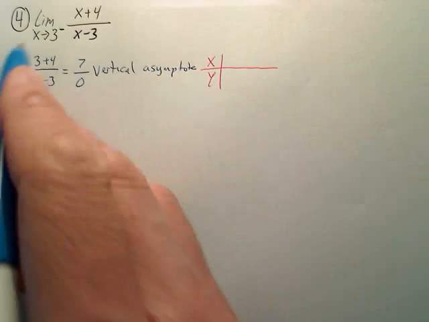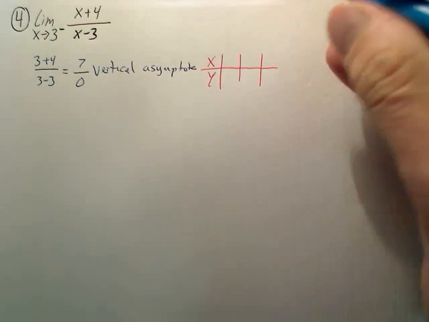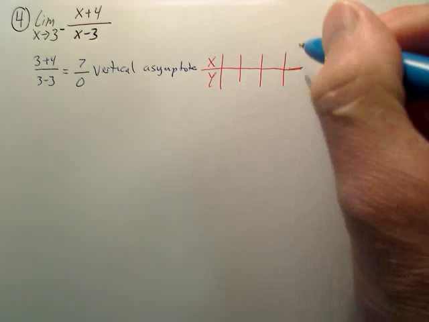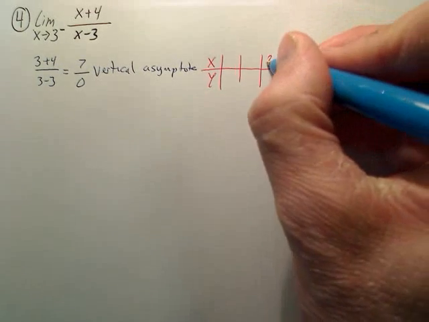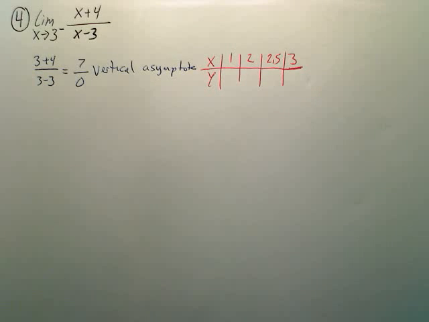We are coming from the negative side, so from the left. So we're going to choose some values from the left. And we are approaching, what, 3? So coming from the left, let's do like 2.5, 2, and 1. Okay, let's do the easy ones.